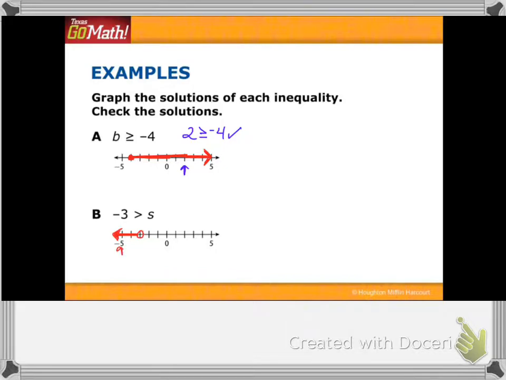So let me take a number that I shaded in, and here you can see we shaded in that -5. Let's substitute in that -5 for S and check my work. -3 is greater than -5. Now, I want to ask myself, is this a true statement? Is -3 greater than -5? And it is. Because remember, on a number line, as you move to the right, we're getting larger. So if we start at -5 and move to the right to where that -3 is, we can see that it's clearly larger because it's to the right of it. So my check does work out.